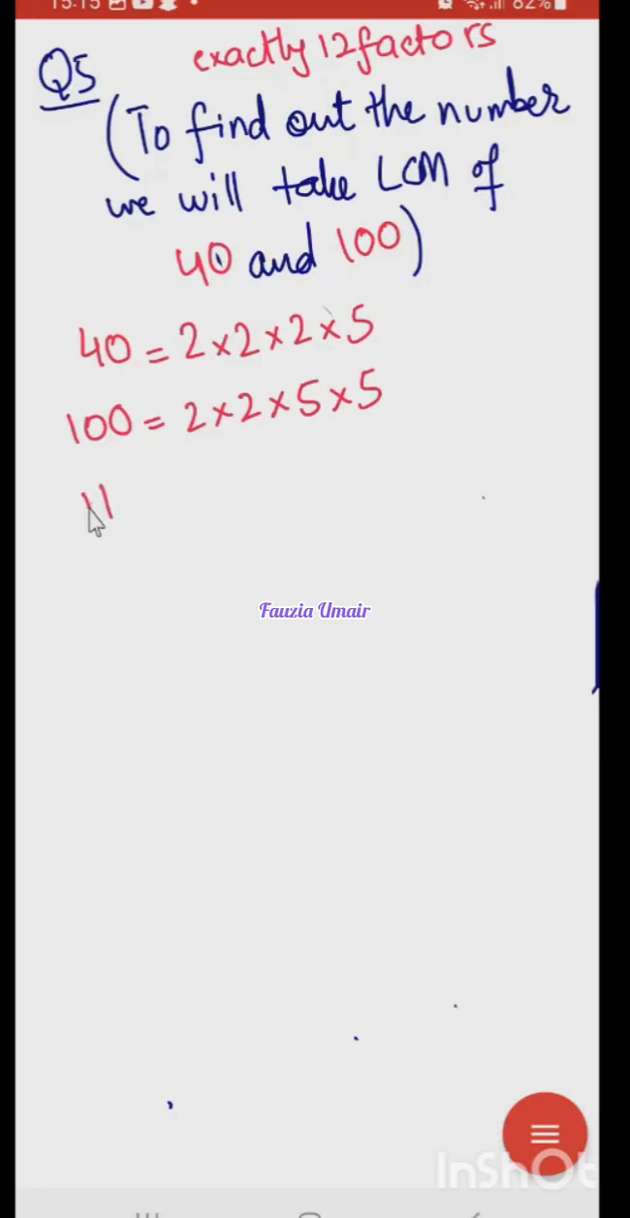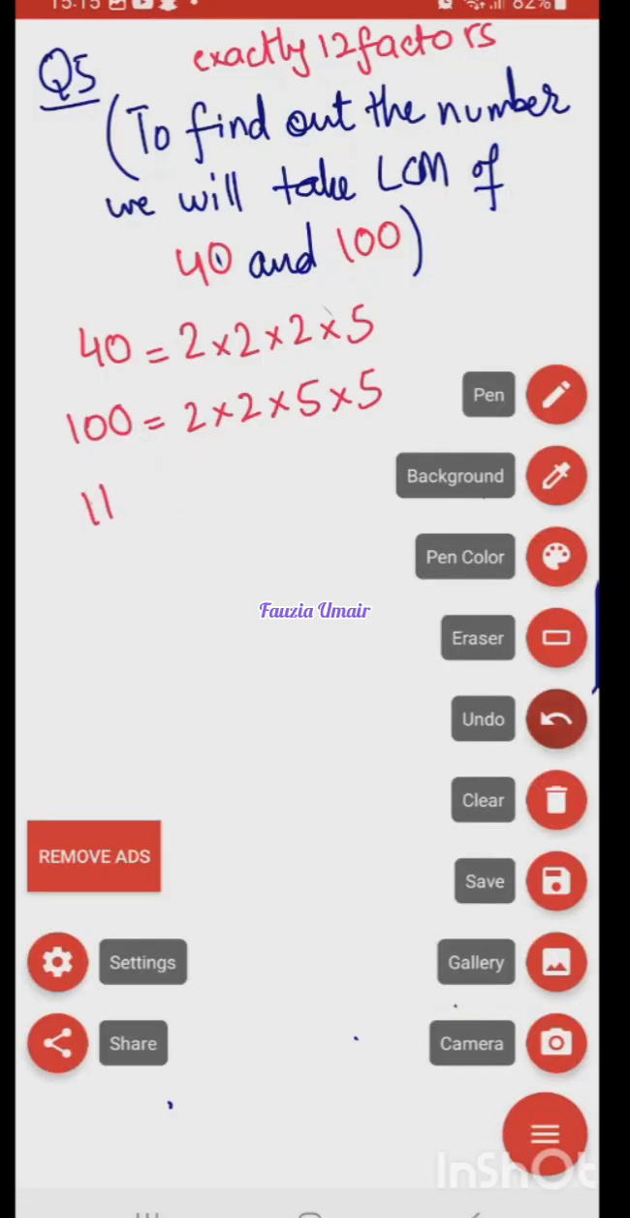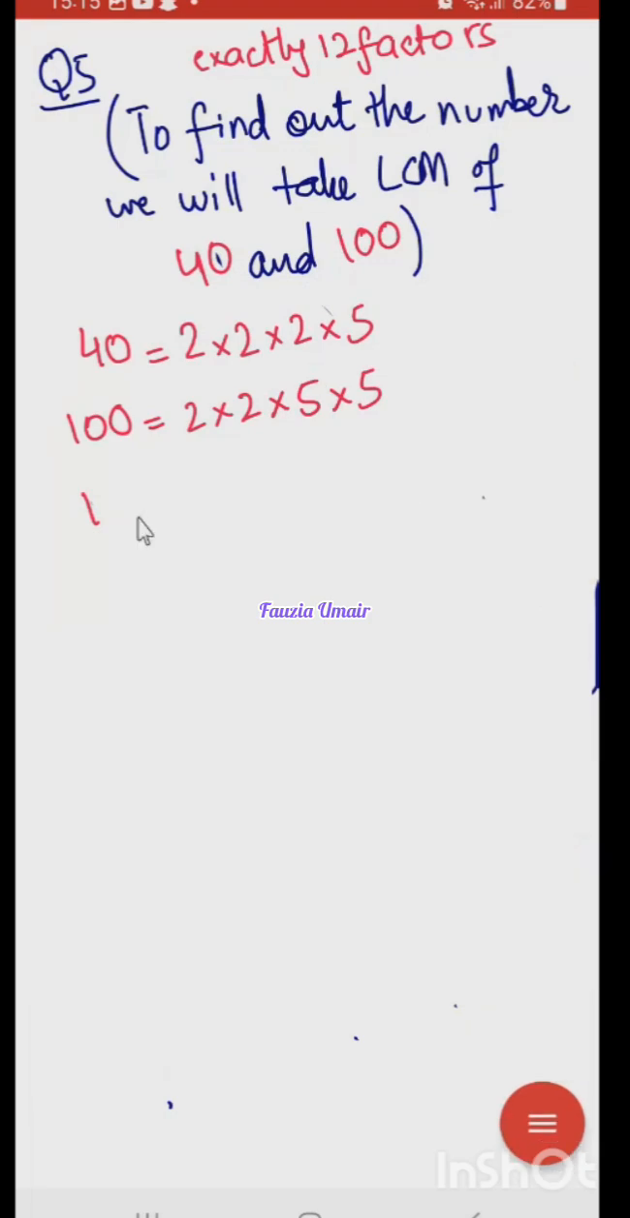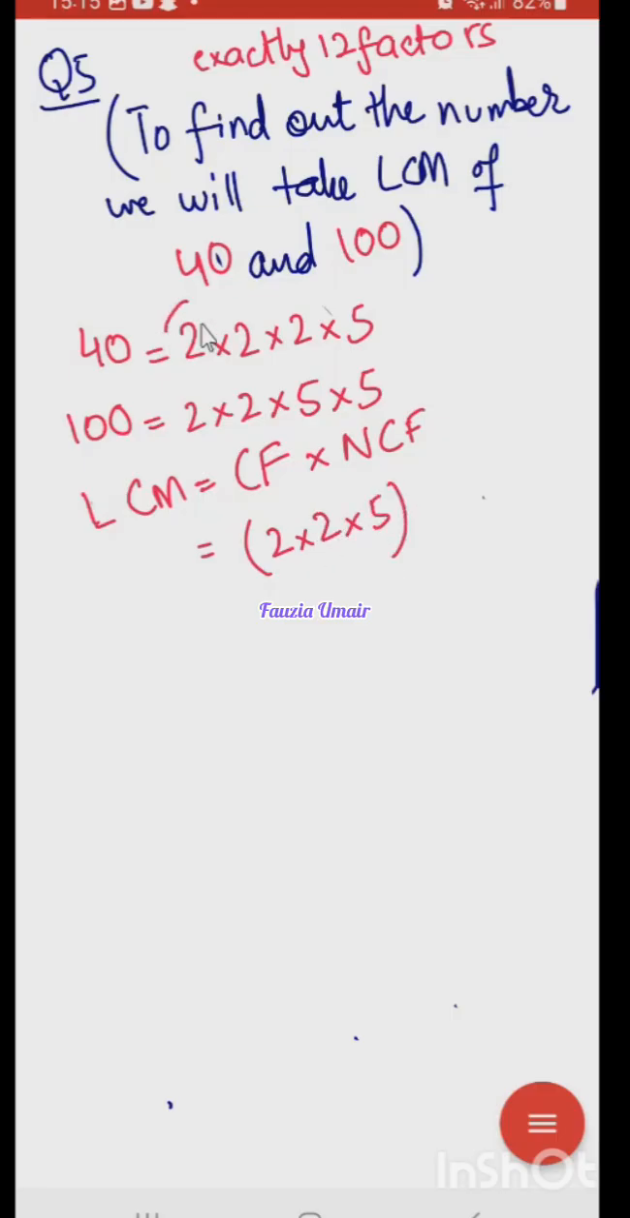Now what is HCF? LCM निकालना. LCM is common factor multiplied by non-common factor. Mohit bete please participate in the class. What are the common factors? So common factors are 2 and 5. 2 times 2, these 2 are common. ये भी है और ये भी है ना. ये दोनों common हैं और 5 also.